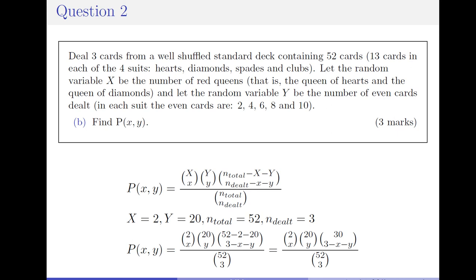Okay, so if you knew the formula that was discussed in class, this question would have just been slotting in the appropriate numbers. Okay, and finally we have our third and final question.